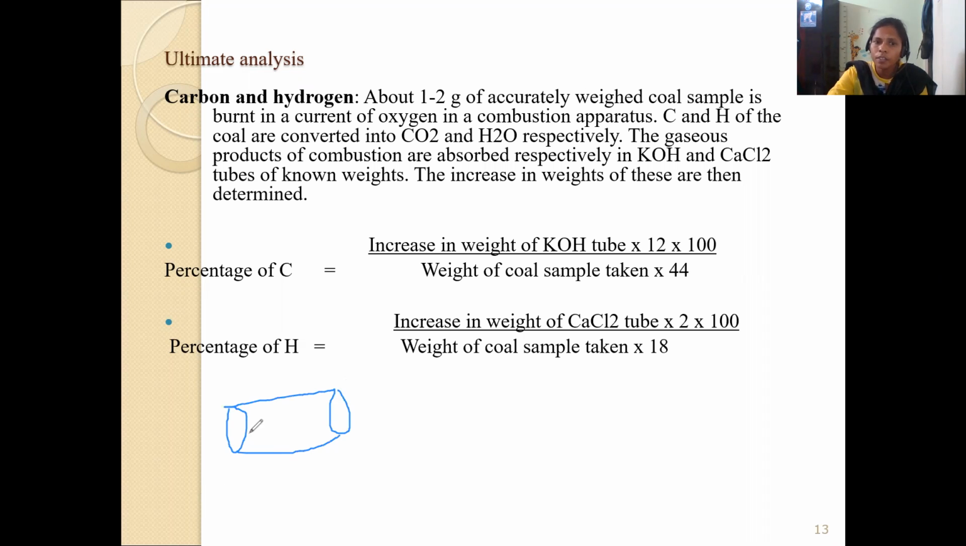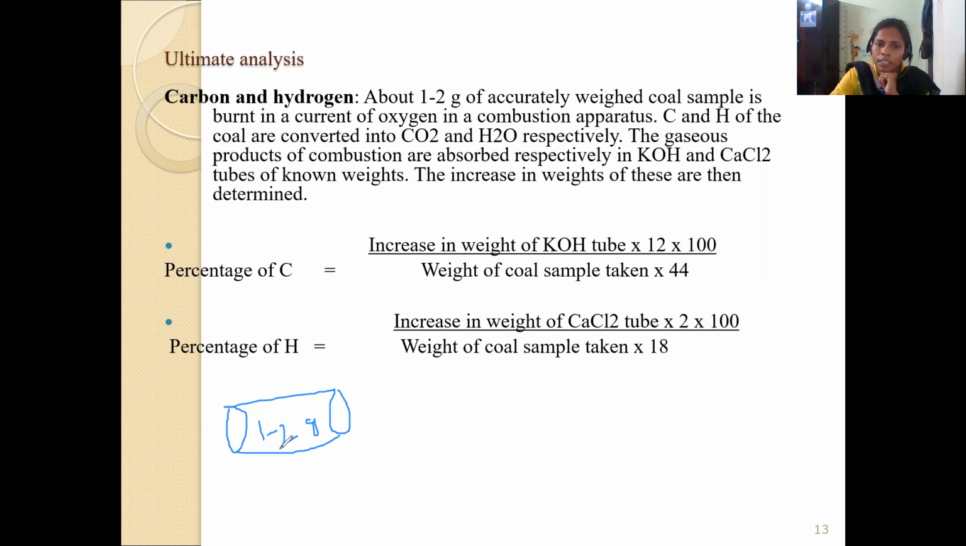So what are we doing? We are taking around 1 to 2 grams of the coal sample in the combustion chamber. But what is happening in the combustion chamber? In the combustion chamber, combustion is taking place. What is meant by combustion? Combustion means burning with oxygen or reaction with oxygen.